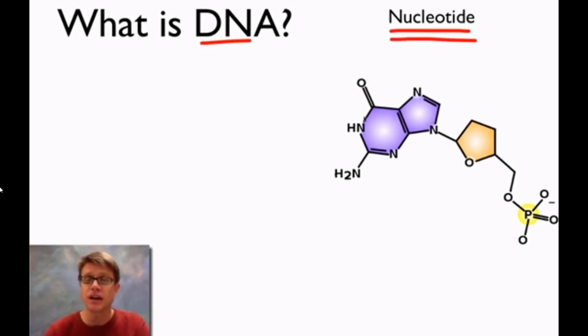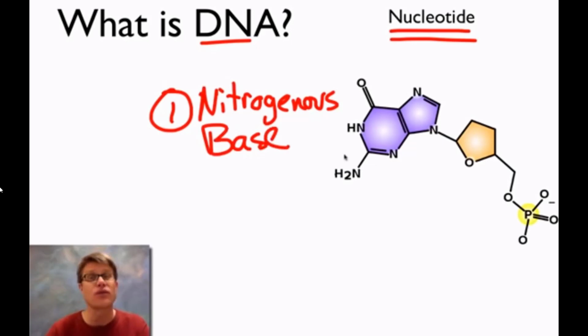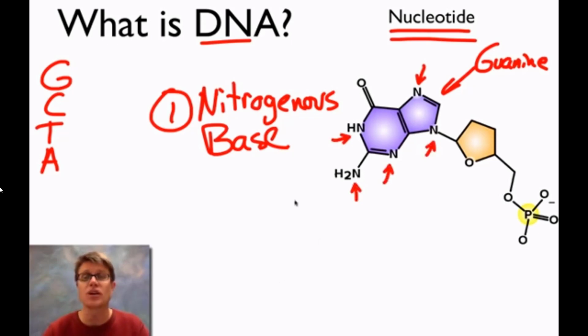But a nucleotide has 3 parts to it. So part 1 is going to be this purpley part, and that's going to be what's called a nitrogenous base. And so in DNA, there are 4 types of nitrogenous bases. This one pictured here is called guanine. But there are 3 other types in DNA. So you've got guanine, you also have cytosine, thymine, and adenine. So when you see these letters in DNA, what they're really referring to is this nitrogenous base. And the reason it's called a nitrogenous base, just look at all the nitrogen that we have inside there. So that's a nitrogenous base.